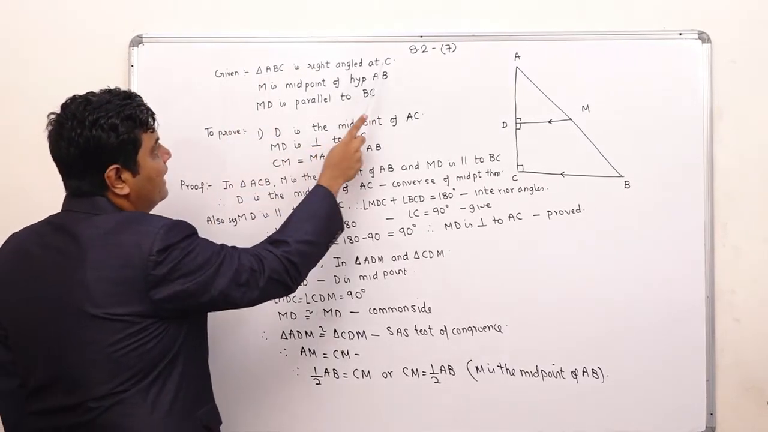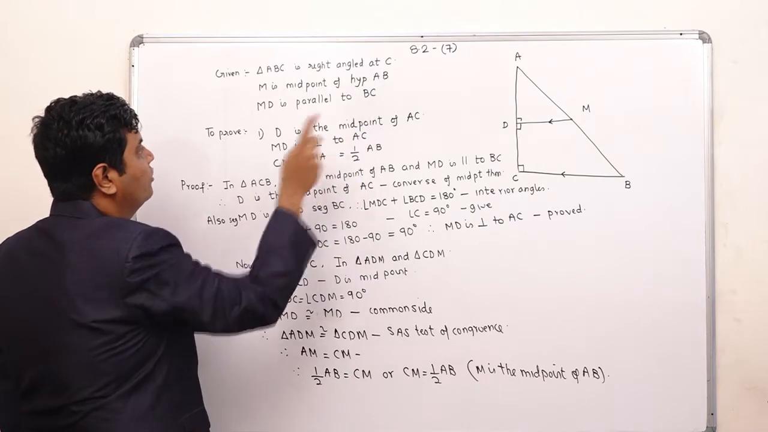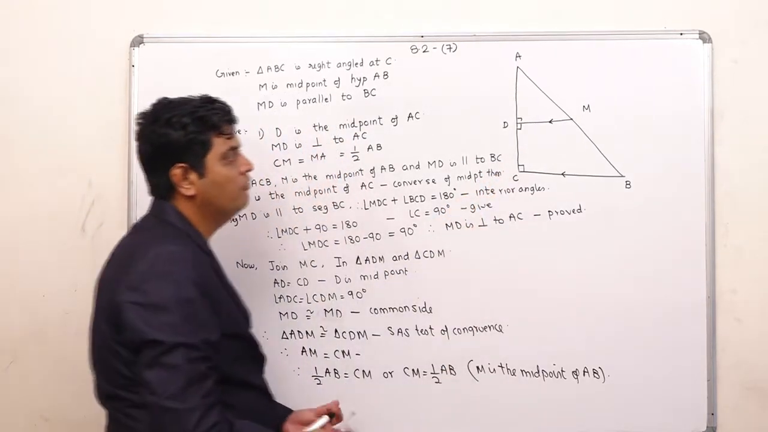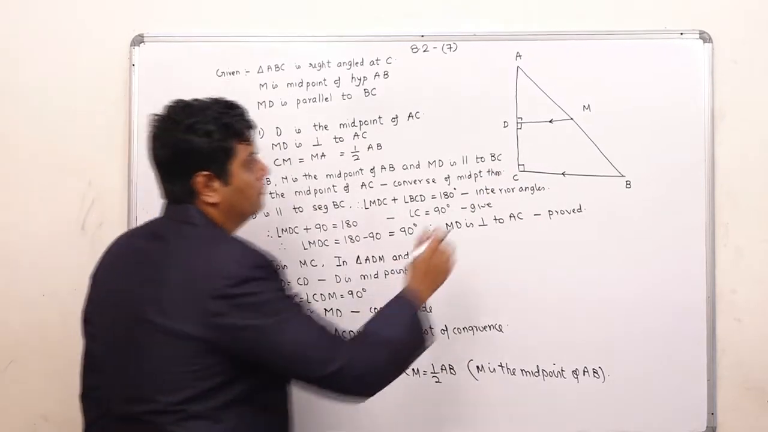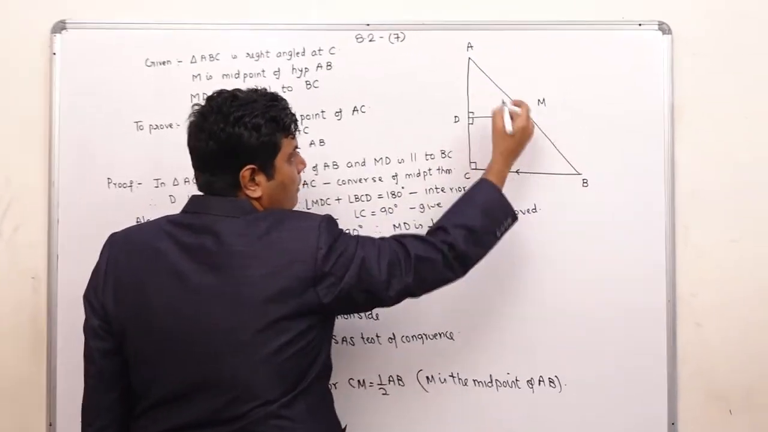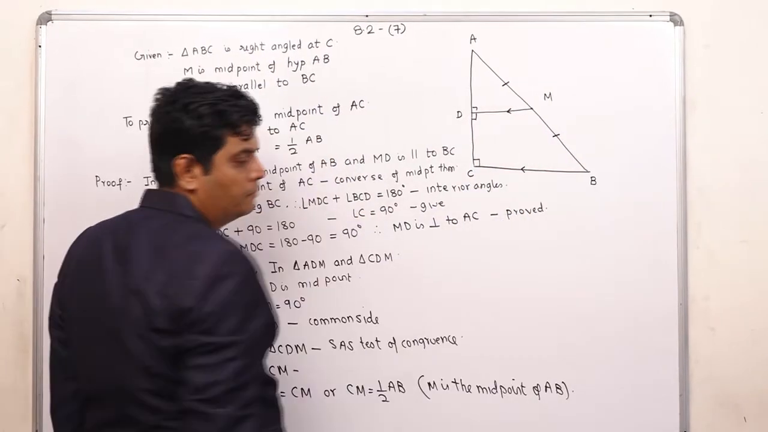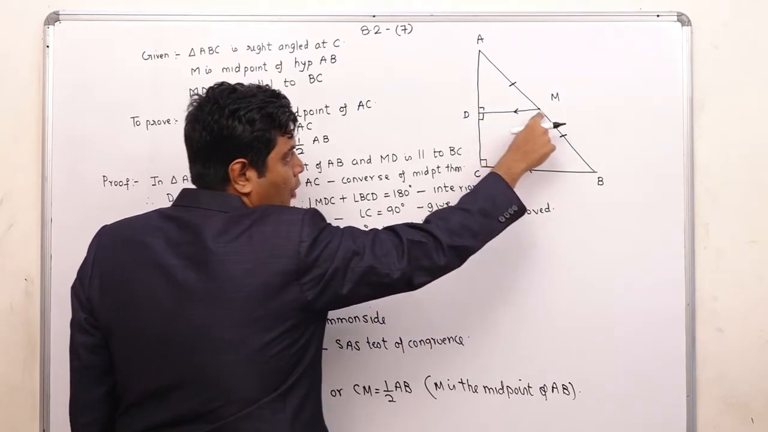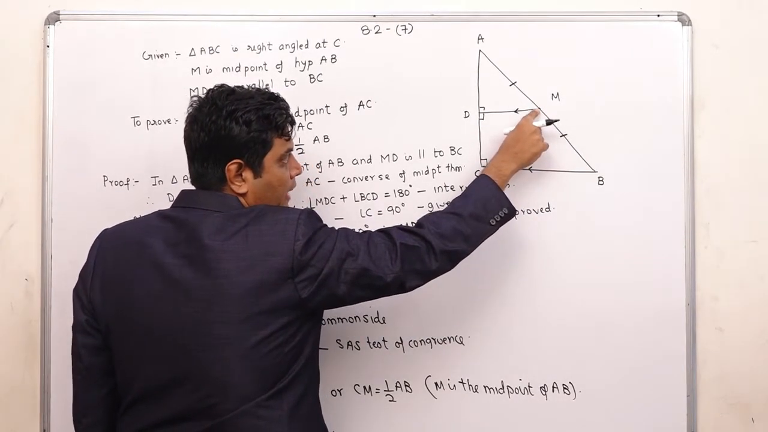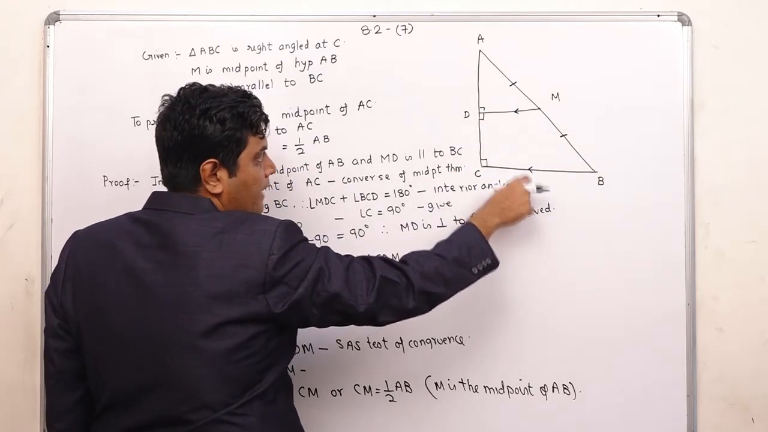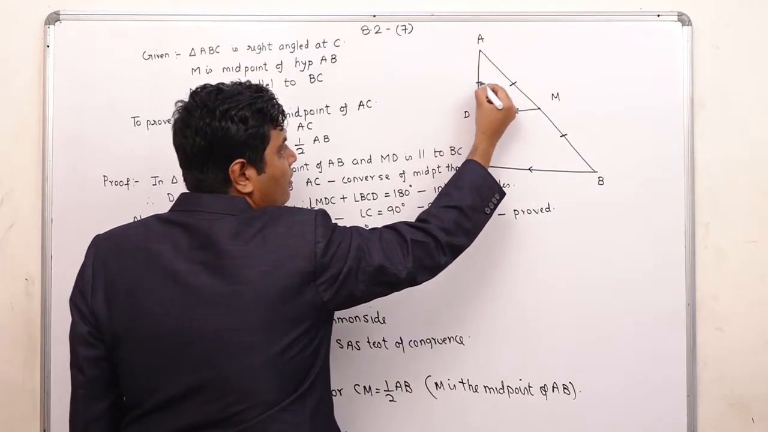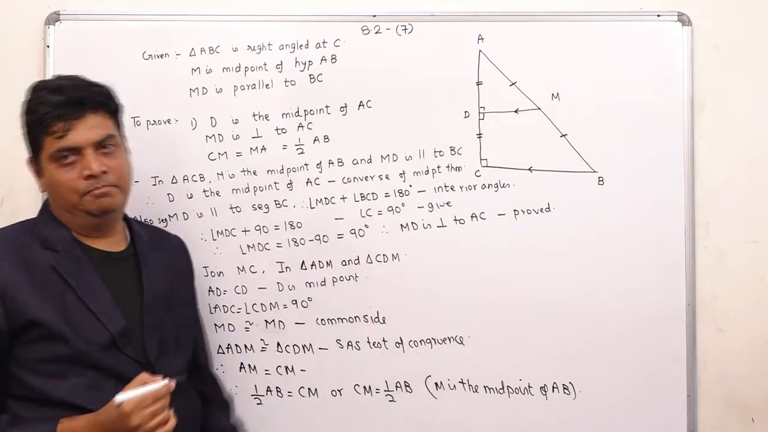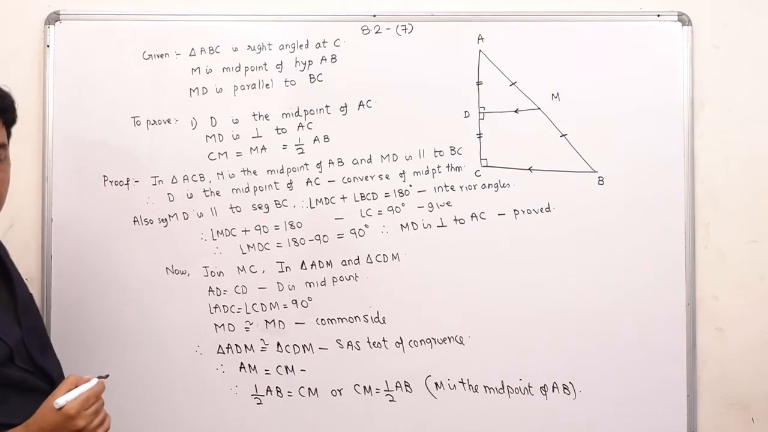Given triangle ABC is right angle at C, M is the midpoint of hypotenuse AB, MD is parallel to BC. First step is I want to prove D is the midpoint of AC. Now see, I know M is the midpoint of AB, so both of them are equal, and it is given MD is parallel to BC. So one point on one side of a triangle is the midpoint, and the line is parallel to the third side, so D becomes the midpoint of AC by converse of midpoint theorem. Okay, so your first part is proved.